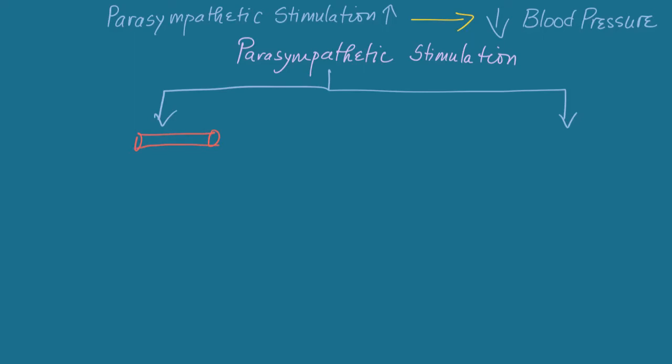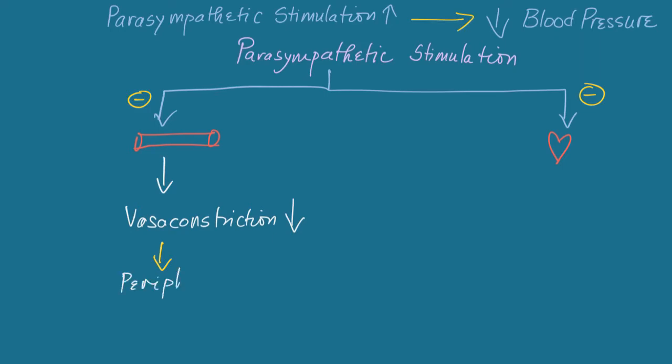There's the arteriole, and here's the heart. It has a negative effect on both. On the arteriole, it causes vasoconstriction to go down, which means that the majority of the blood vessels in the abdominal region dilate. So when vasoconstriction goes down, peripheral resistance goes down as well. When the overall peripheral resistance goes down, blood pressure goes down as well.